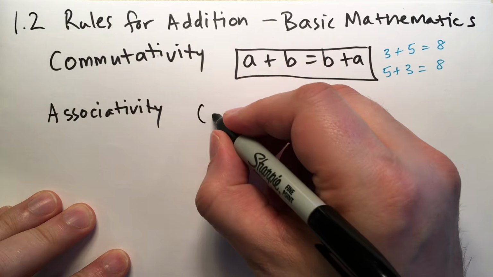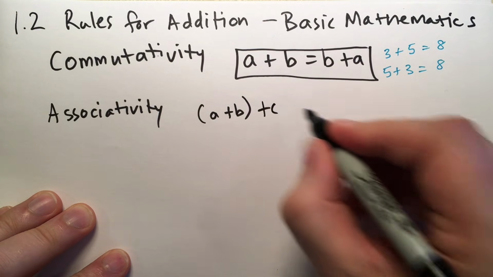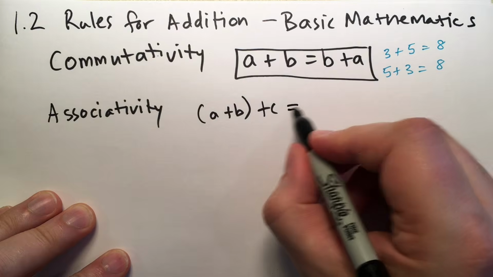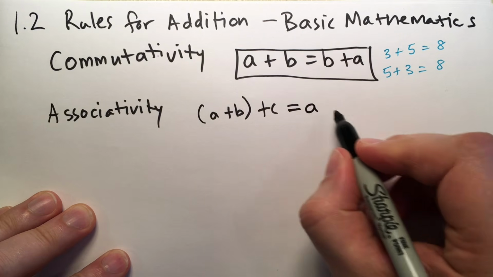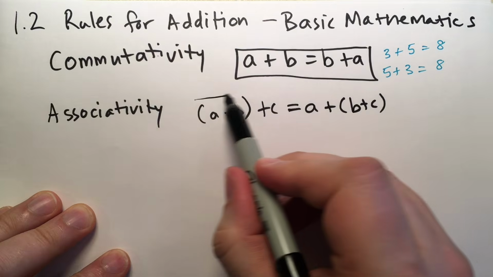So associativity says that if you take A and B and add them first and then add quantity C later, it's the same as adding A to the sum of B plus C added first. Let's draw a box around this.